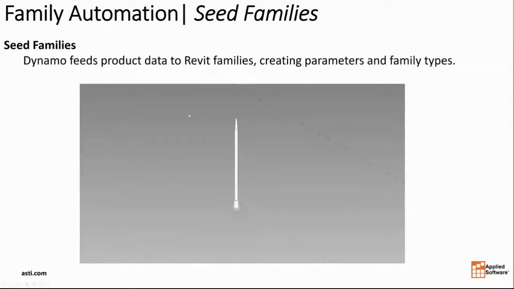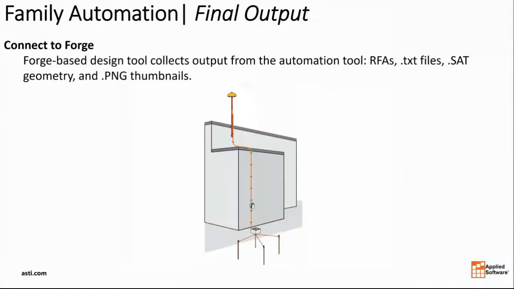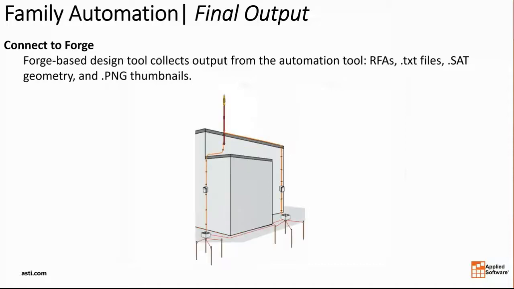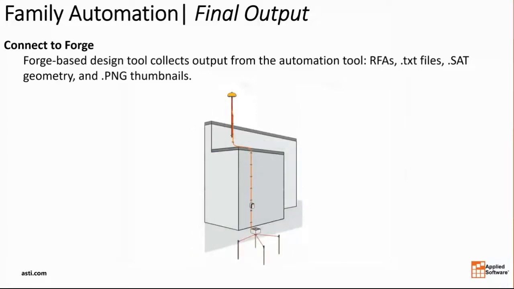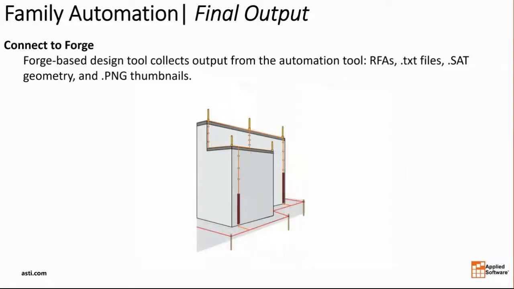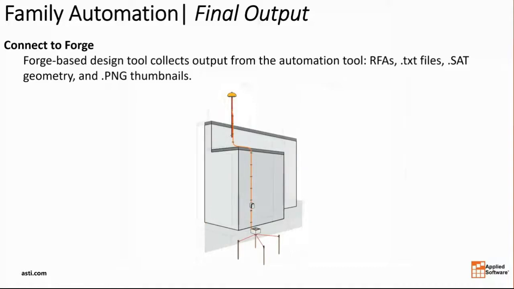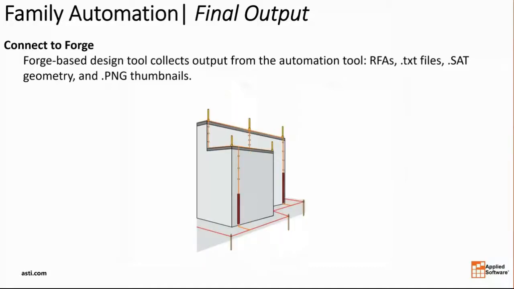And so the final output was essentially, because this actually connects to a Forge application that we're currently building in the cloud, a Forge-based design tool. This was able to create all of the collateral that the Forge tool needs, including the Revit files. It also produced accessory text files that included additional product data that was required to run the Forge tool, SAT files for specific geometry representation, and then PNGs for thumbnails. So all of these different outputs can be automated using Dynamo.